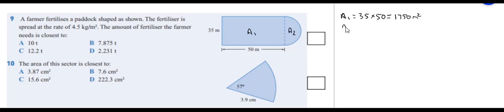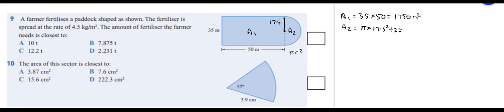So area 2 is half a circle. So the circle, remember the circle formula is pi r squared. So we need the radius, which is this distance here. So it's going to be half of 35, which is 17.5 for the radius. So it's going to be pi times 17.5 squared, but divided by 2 because it's half a circle.